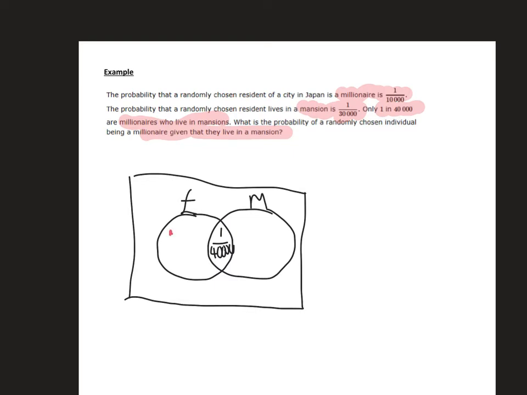So that's the millionaires. I know that altogether there should be 1 over 10,000 millionaires. Well, the probability of being a millionaire is 1 over 10,000. So I'm going to take away what's already there, the 1 over 40,000, and work that out, which gives me 3 over 40,000.